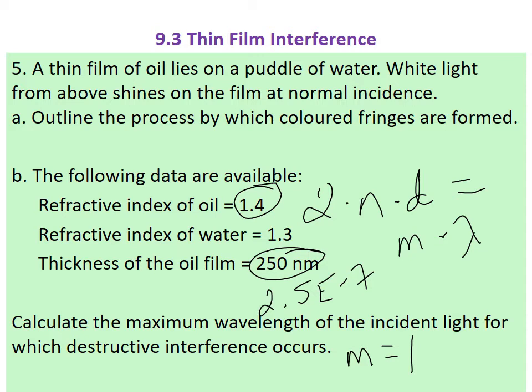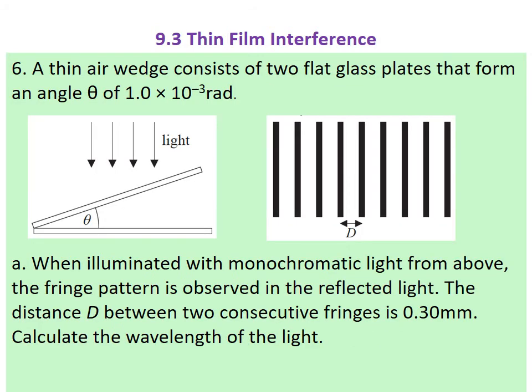Coming up next, practice problem number 6. Question number 6. A thin air wedge consists of 2 flat glass plates that form an angle theta of 1 times 10 to the minus 3 radians. When illuminated with monochromatic light from above, the fringe pattern is observed in the reflected light. The distance d between 2 consecutive fringes is 0.30 millimeters. Calculate the wavelength of light.